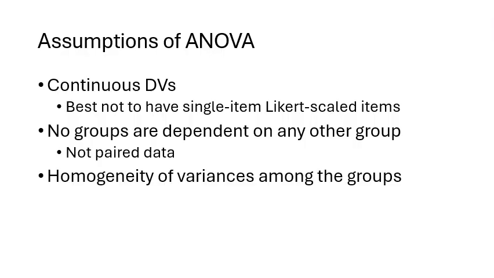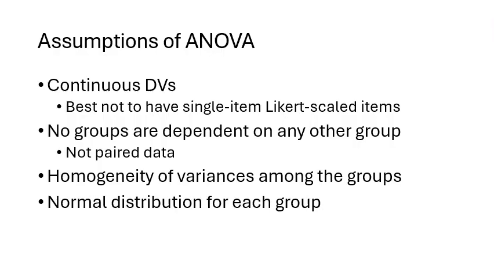We have to assume homogeneity of variances, and that just means that we don't want the variance in any one of those groups to be a lot larger than the variance of the other groups. We can use that rule of thumb of 4, but we would still do Levene's test of equality of variances to determine whether we meet this assumption. And finally, we assume a normal distribution for each group. Just as we did for the independent samples t-test, we would do similar calculations for the analysis of variance. So those are the assumptions that we have to meet.